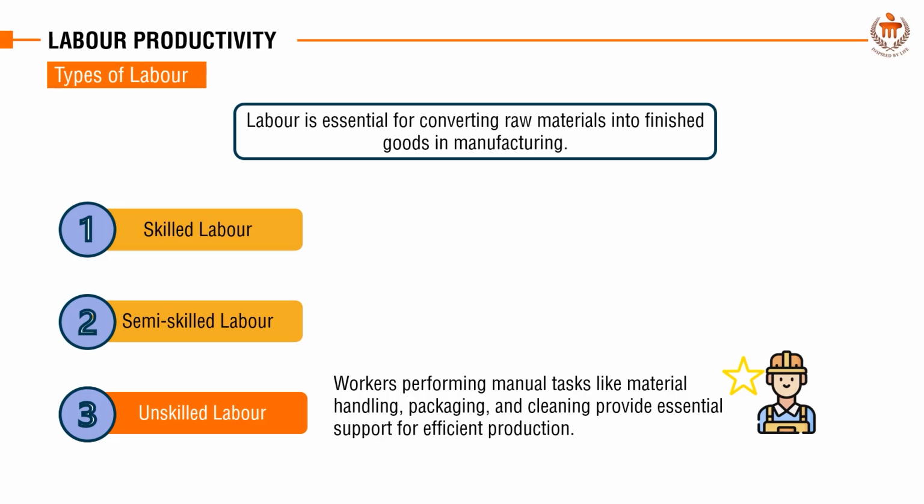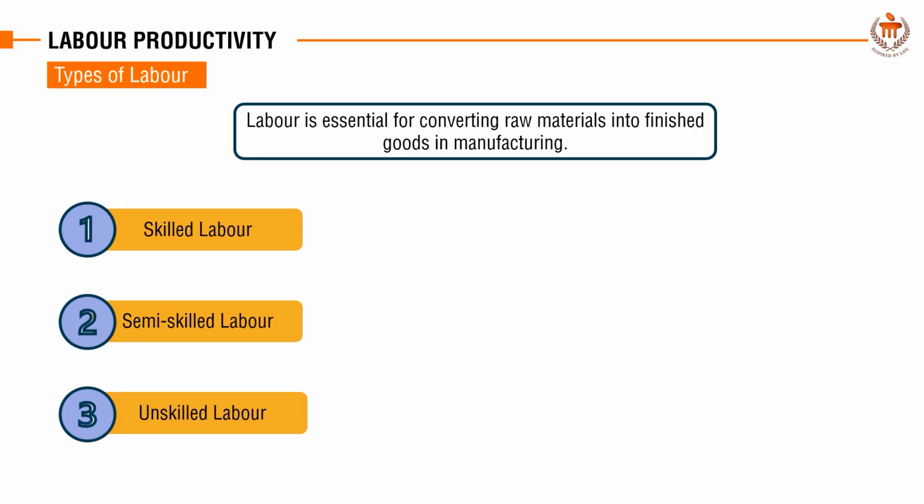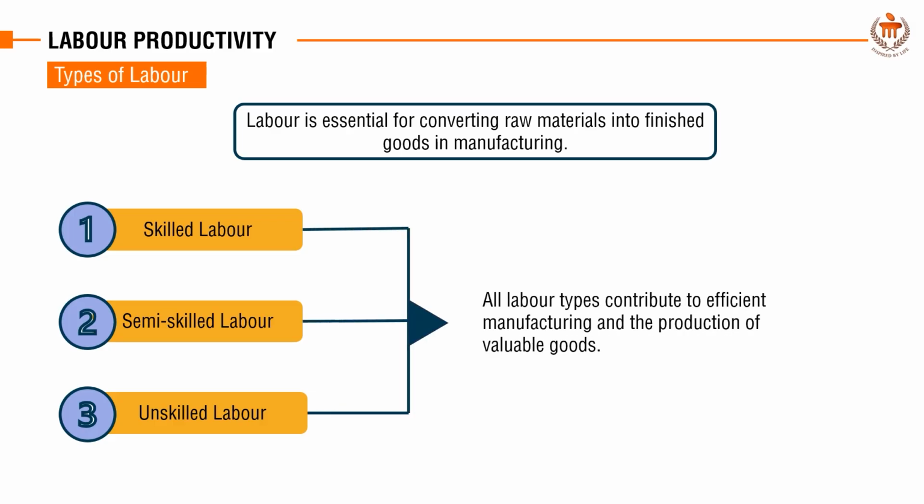Unskilled labor. This type of labor involves workers who perform tasks that do not require specific skills or training. Unskilled laborers are typically involved in manual tasks such as material handling, packaging, or cleaning, which are essential to keeping the production process running smoothly. While their roles are less specialized, they provide the necessary support to complete the manufacturing cycle efficiently. Together, these types of labor ensure that the manufacturing process operates effectively, contributing to the conversion of raw materials into valuable products.